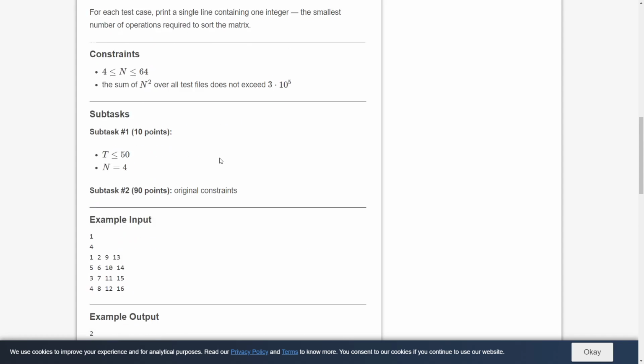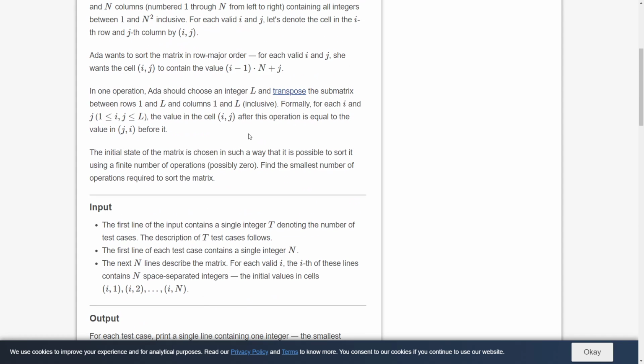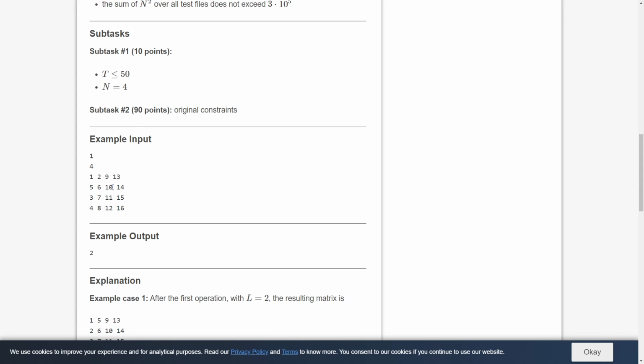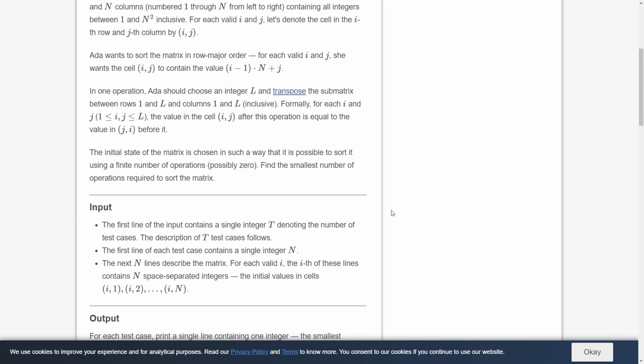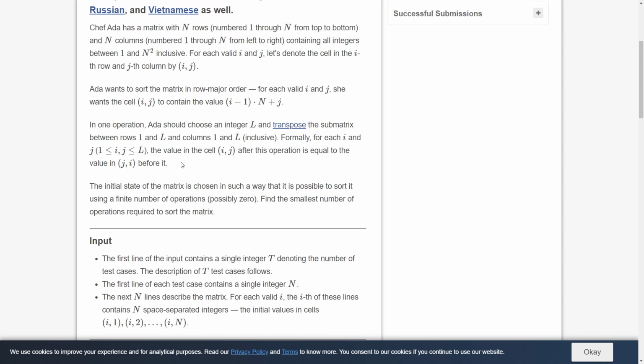So for choosing one L, this is the operation, right? So that's it. So you're given an initial state, and you have to tell the smallest number of operations required to sort the matrix, right? So this is what we have to do. So the operation is transposing a submatrix starting at the top left, and it will just transpose it, and you have to find the minimum number of such moves, right?